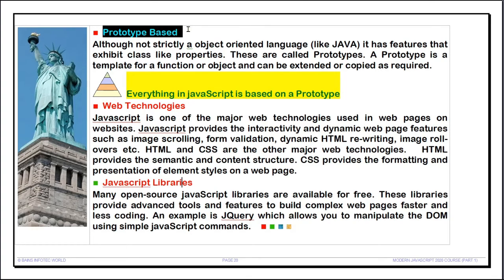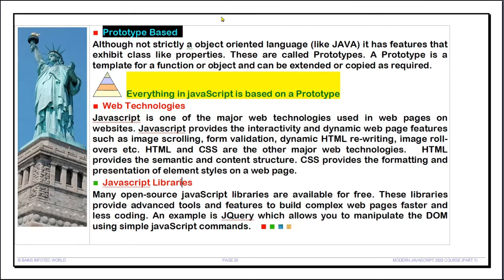JavaScript is what's called prototype based. Now, a prototype is similar to a class that you have in Java, except that it's not as strict. Although not strictly an object-oriented language like Java, JavaScript has features that exhibit class-like properties, and these are called prototypes. So a prototype is a template for a function or an object that can be extended or copied as required.